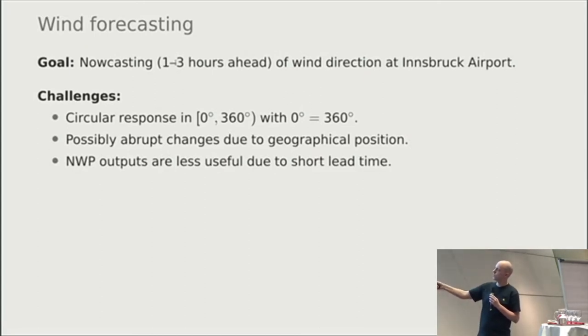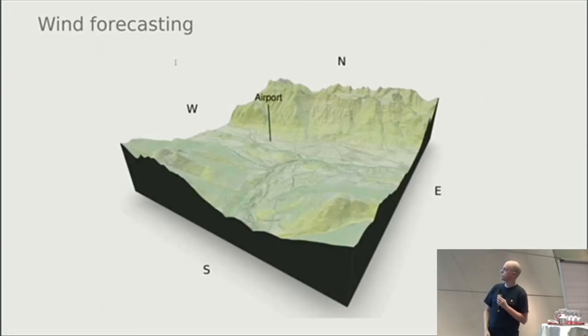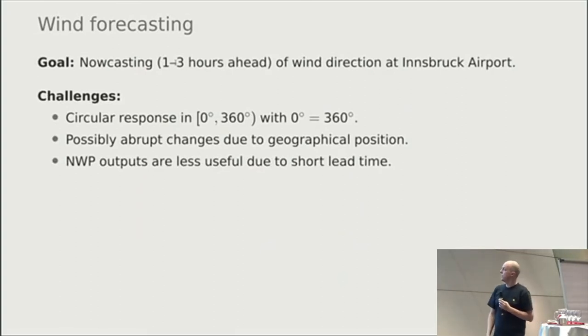Also, we would expect abrupt changes due to the geographical position. So if we look at the position of Innsbruck Airport, we have the Nordkette here in the north going up to around 2,500 meters, and Innsbruck is at something like 500 or 600 meters, and also some mountain ridges down here. And this means that we do not get smooth transitions in the wind. So the wind can change the direction from coming from the west to coming from the east pretty abruptly, because there's not much else it can do, essentially. We can get a little bit from the south, but mostly it's from east to west. So here a tree makes a lot of sense, more sense than a smooth GAMLSS type model.